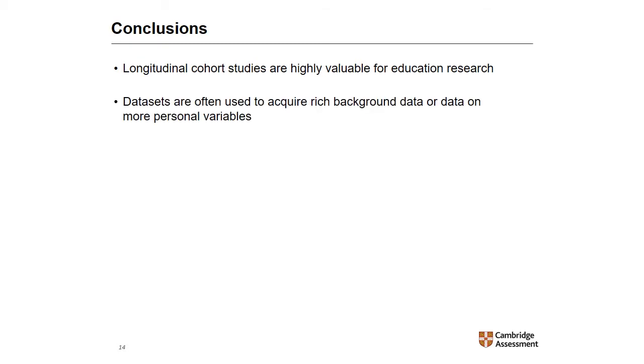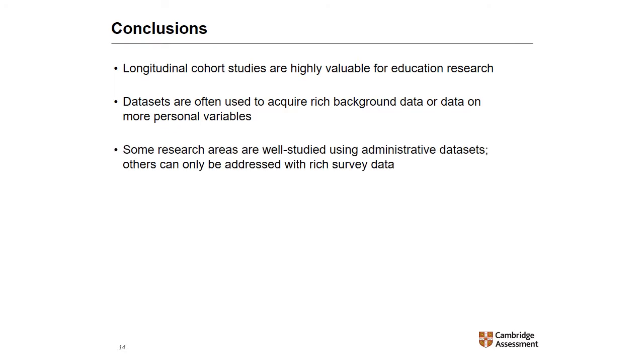So that really brings us to the end, and I just want to reiterate the key conclusions. So firstly, longitudinal cohort studies are really, really valuable for education research. The datasets are usually used to acquire the rich background data or data on quite personal variables that wouldn't be collected with big administrative datasets. Some of the research areas are quite well studied using administrative data, but others can only be addressed with very rich survey data.